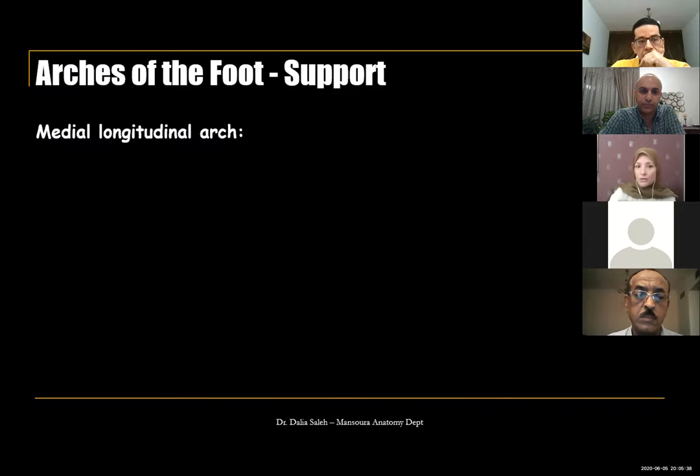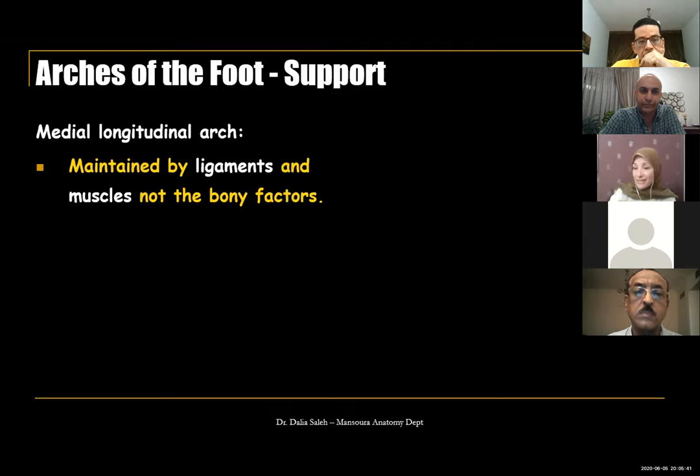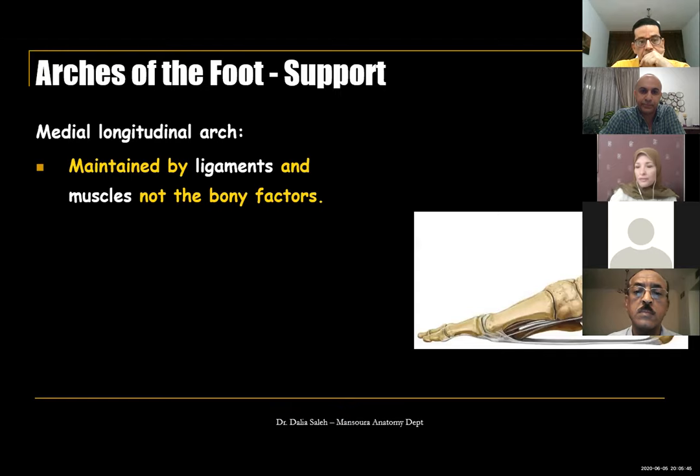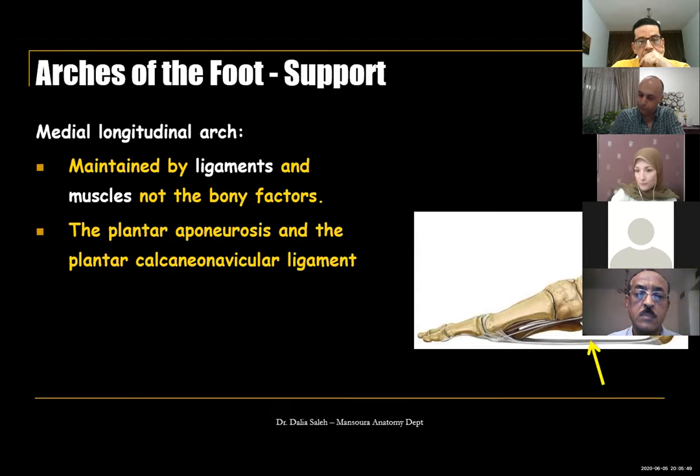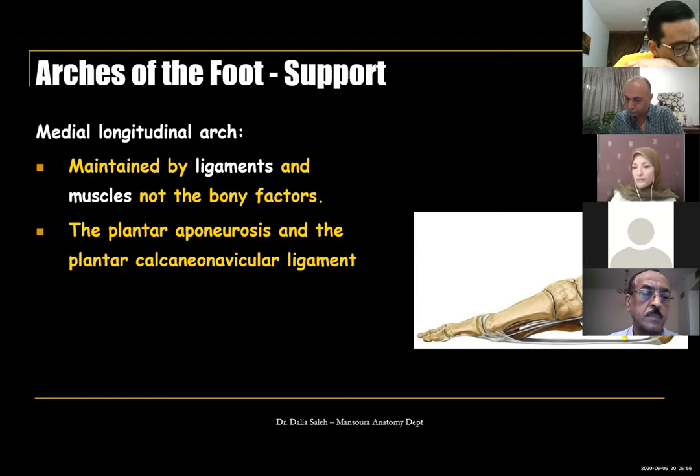So the medial longitudinal arch is mainly supported by the ligaments and the muscles, not by the bony factor. The most important ligaments that hold this arch are the plantar aponeurosis and the spring ligament, or the plantar calcaneonavicular ligament, because this ligament holds the weak point in the arch. The weak point in the arch is the talonavicular joint. So this ligament supports it from below.